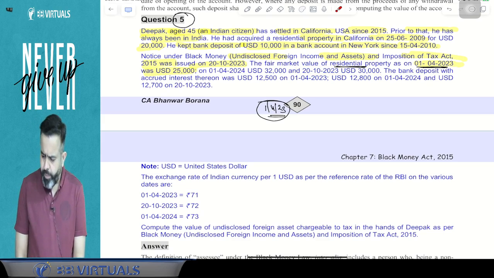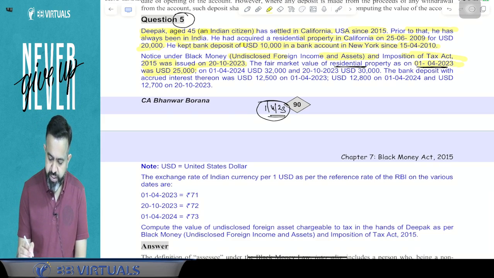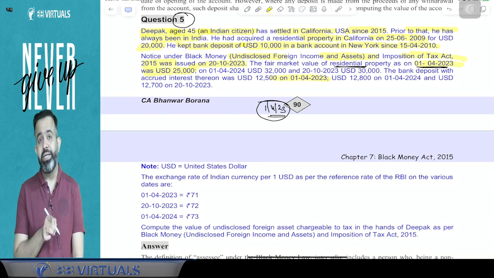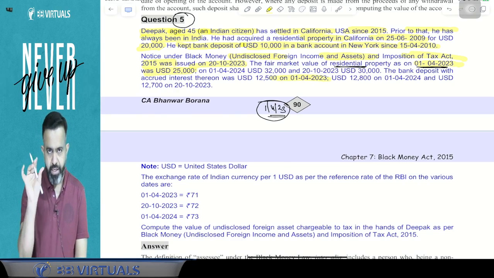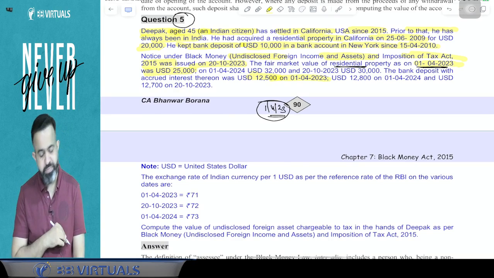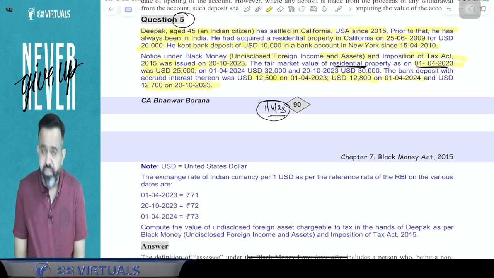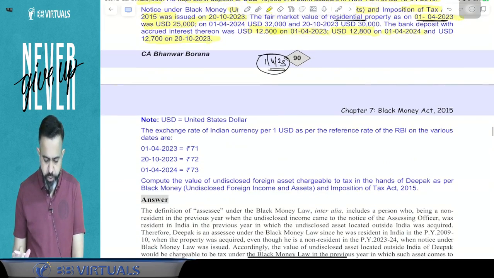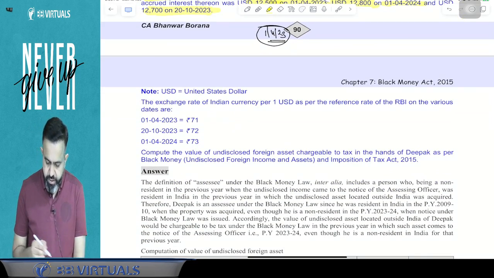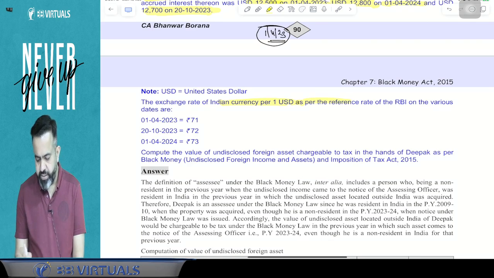Now, the bank deposit with the accrued interest thereon was USD 12,500 on 1st April 2023. Then 12,800 on the next year 1st April, and on the date on which notice is issued, the bank account value was 12,700 USD. USD means United States dollar. The exchange rate of Indian currency to USD as per the RBI reference rate on 1st April 2023 is given as 71.